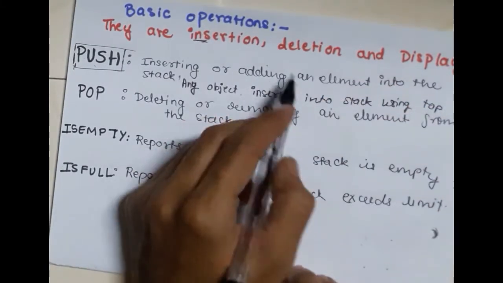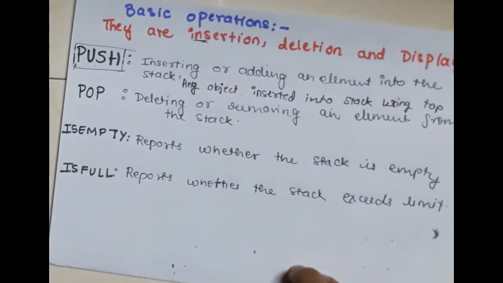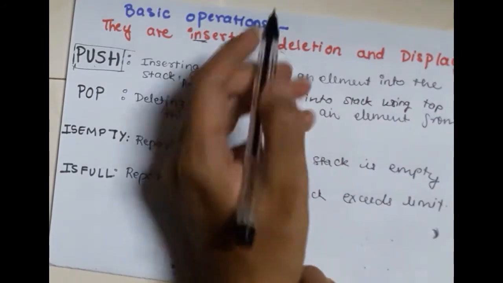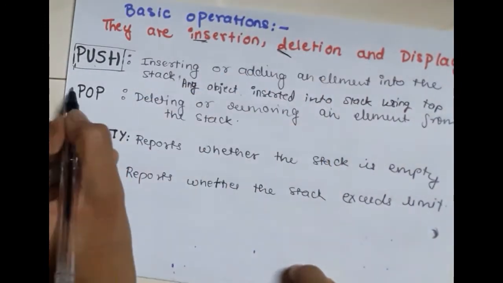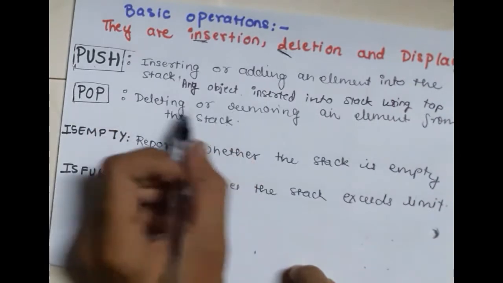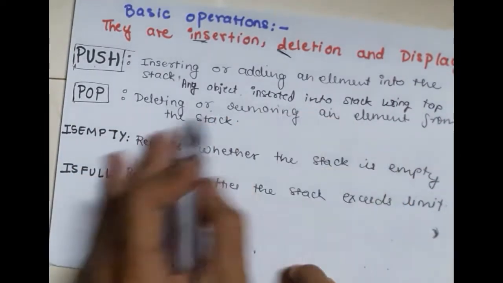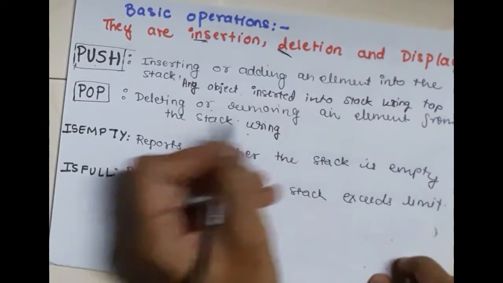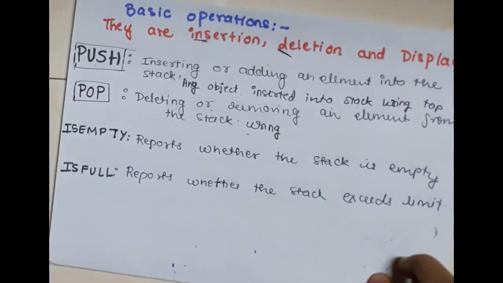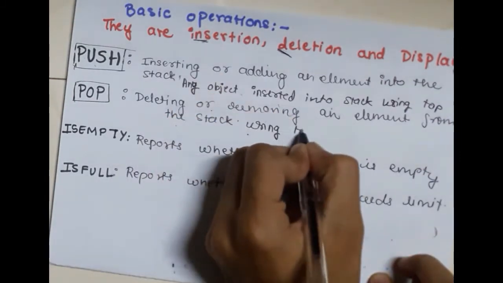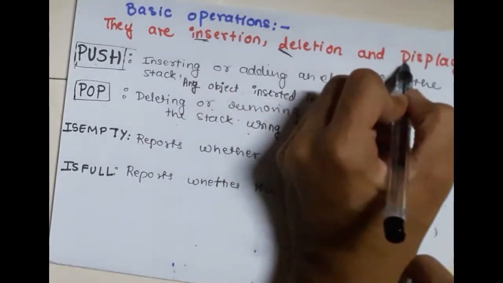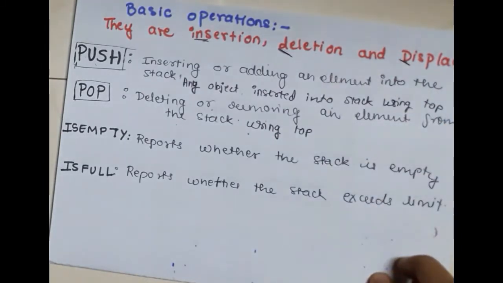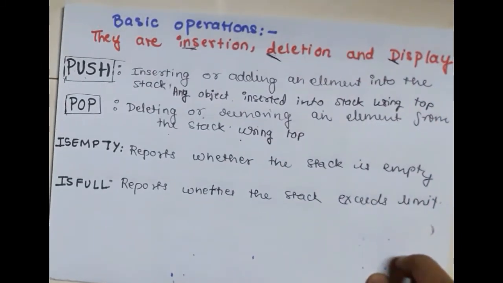Now, what is the meaning of deletion? Deleting or removing an element from the stack, and the terminology used for deletion in stack is pop. So, pop is deleting or removing an element from the stack using top. Push and pop, all these operations are performed using the same end, top. And the next operation is the display operation. Whichever elements are present in the stack, they are displayed using the display operation.